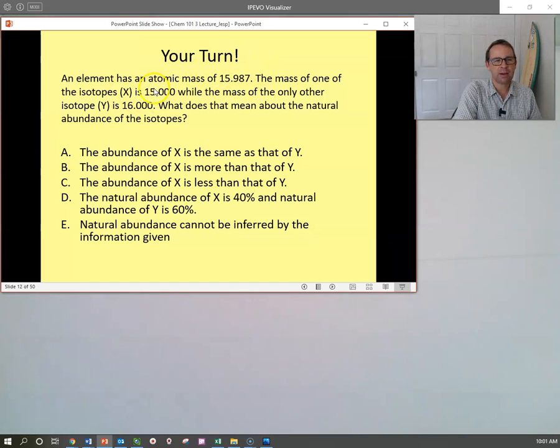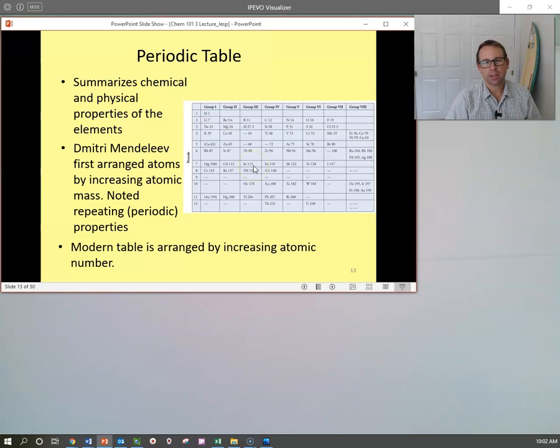If it was exactly half and half, 15 and 16, what would the average be? 50%. It would be 50%, and the average mass would be right in the middle, right? Which would be what? 15.5? That's right, 15.5. Very good. Excellent.